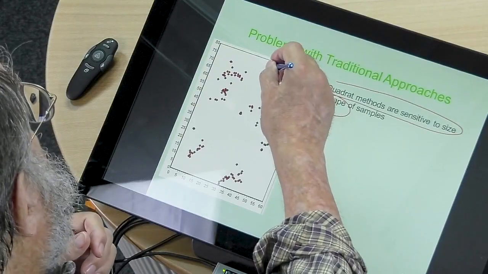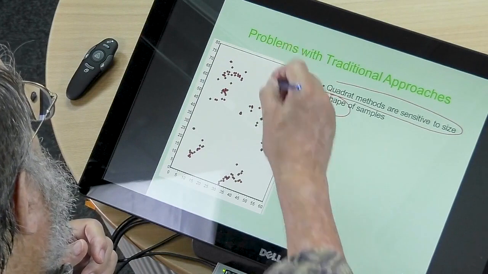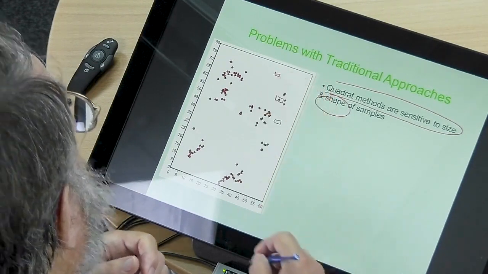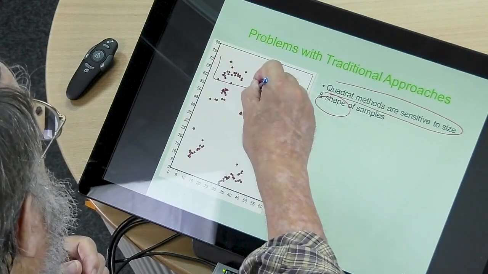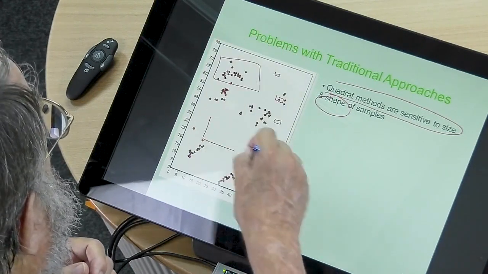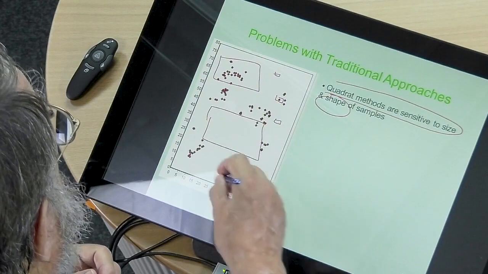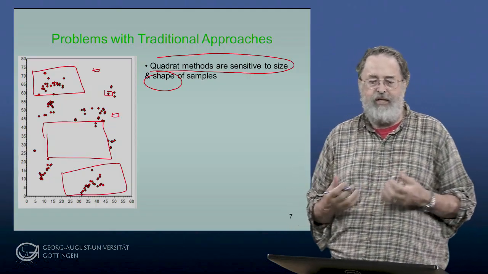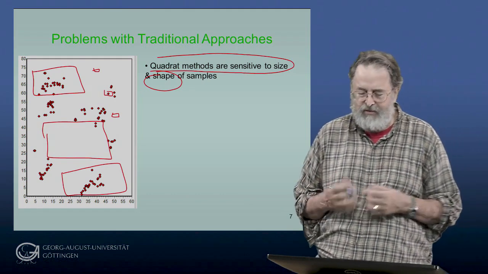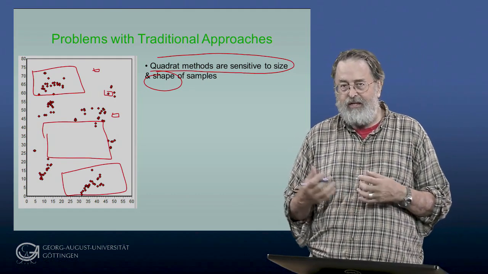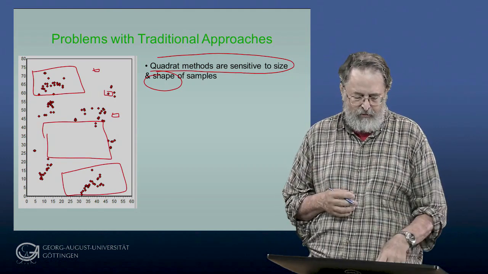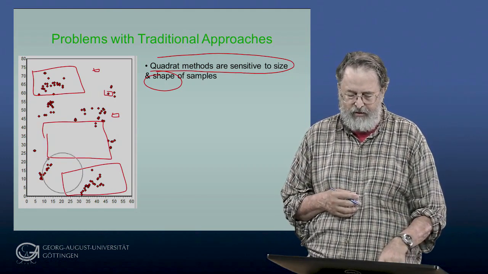For example, in terms of size, we could have really small quadrats like this, and we would have a very different sample than if we had really large quadrats like that. And so our answer may actually differ as to what kind of pattern we have depending upon the size and shape of the quadrat. So this presents a problem in that our answer may depend upon our technique in a way that we're not particularly happy with.